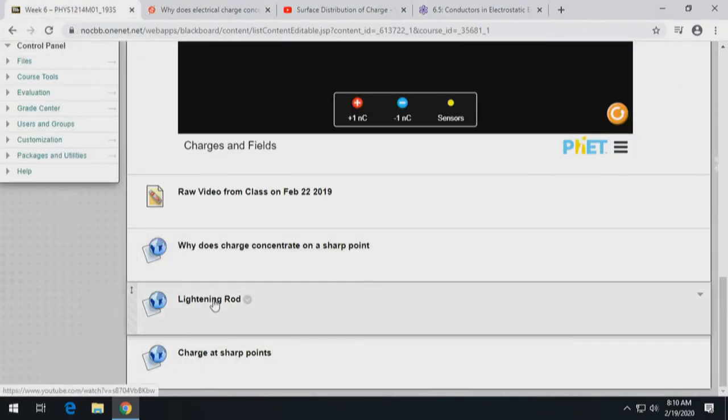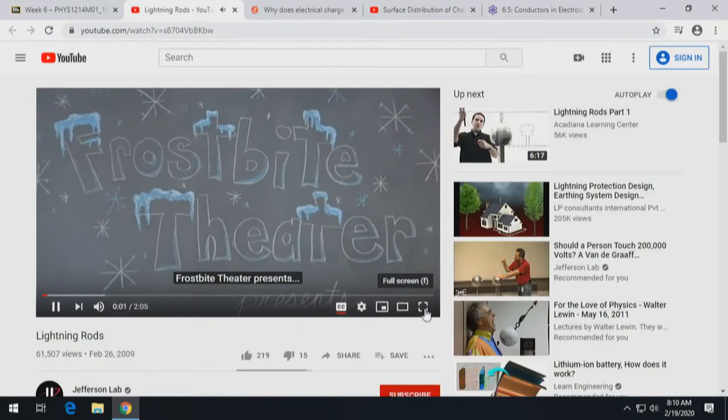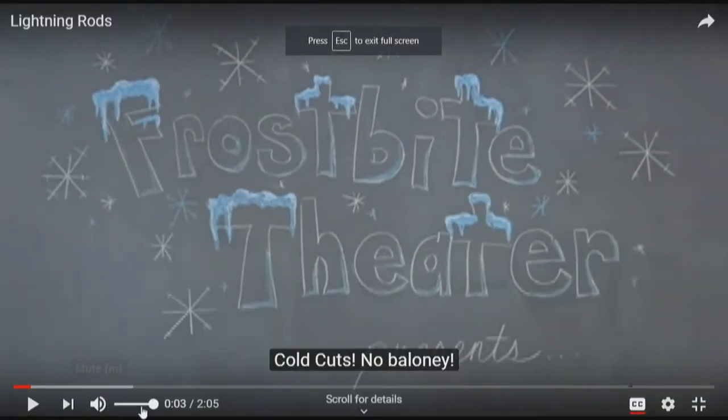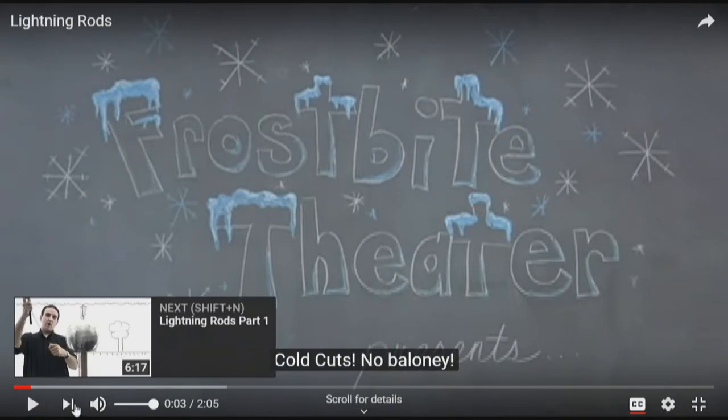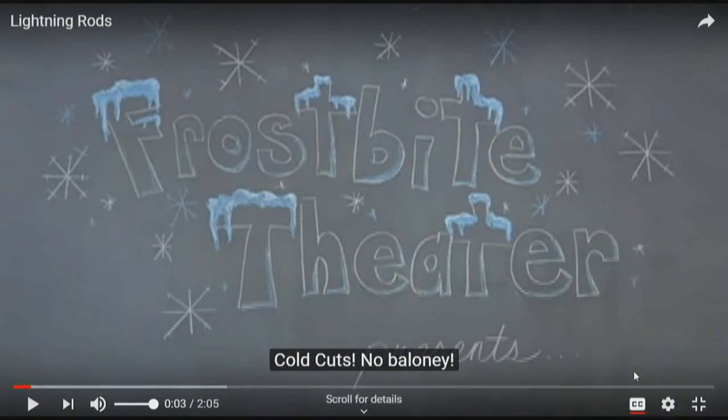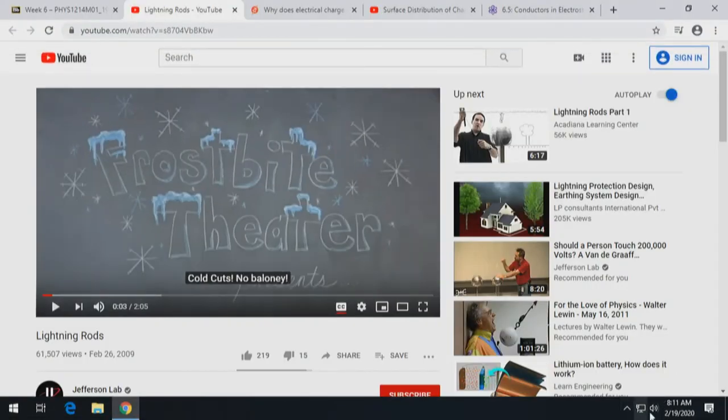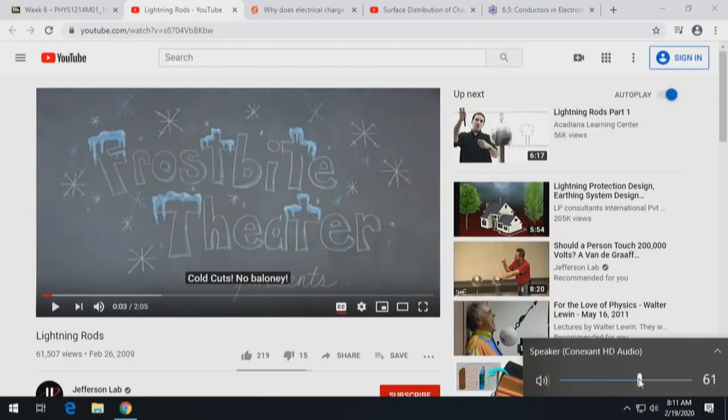And the other one is the lightning rod. It's always good to know why a lightning rod works. So let's see what we can do here. Let's see if I can get the sound to play. Okay, so I've actually got a tone here. Can you guys hear it over in Enid? Yes. Okay, all right.